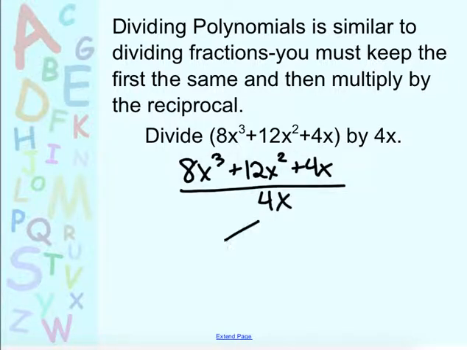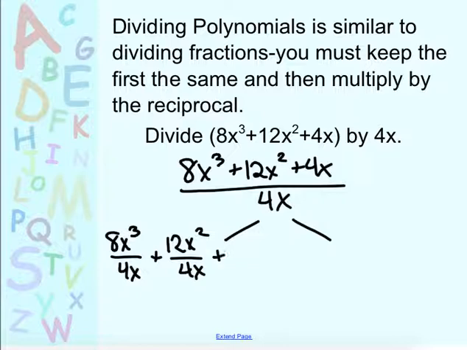Now there's two major ways to do this. One is to take this 4x, since it's a monomial, and divide each term by it. So I'm going to do 8x cubed divided by 4x plus 12x squared divided by 4x and 4x divided by 4x. When we do this, the first term gives us 2x squared, the second term gives us 3x, and the last term gives us plus 1.